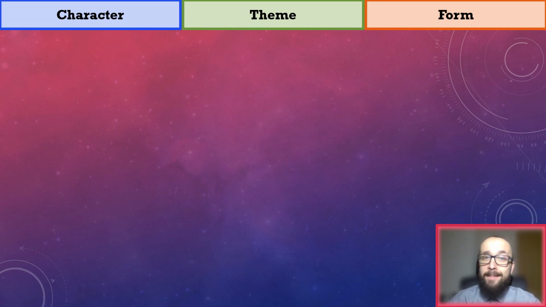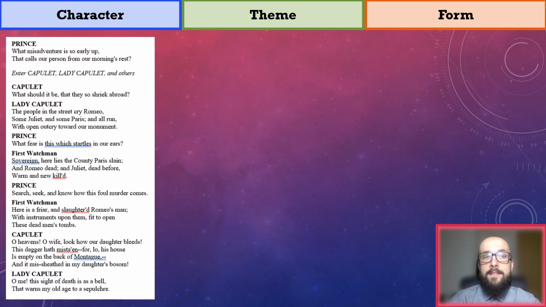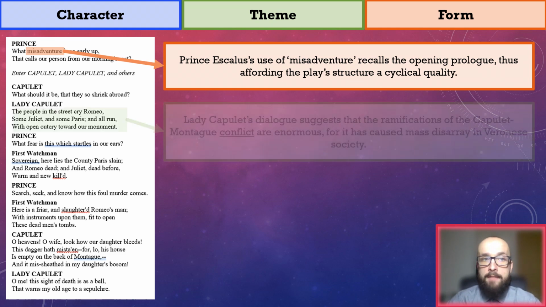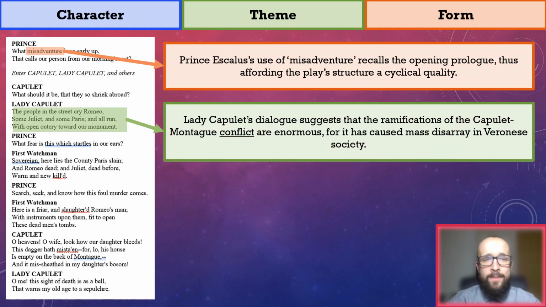Now, the prince's use of misadventure in his opening line recalls the play's opening prologue, thus affording the structure of Romeo and Juliet a sort of cyclical quality, for it begins and ends with misadventures being acknowledged. When Lady Capulet mentions that the people in Verona's streets are repeatedly crying for Romeo, Juliet and Paris, she suggests that the ramifications of the feud are enormous, given that it has caused mass disarray and panic within Veronese society.